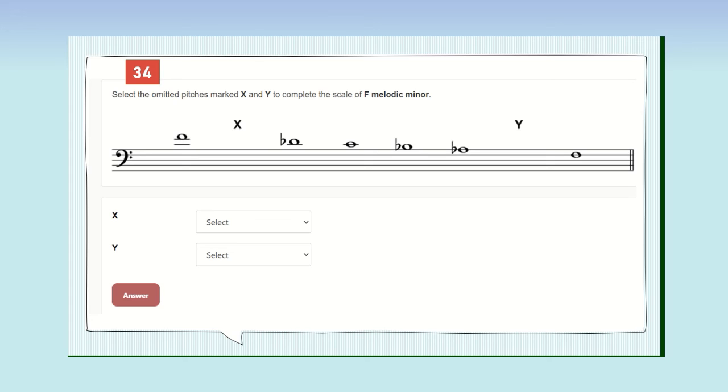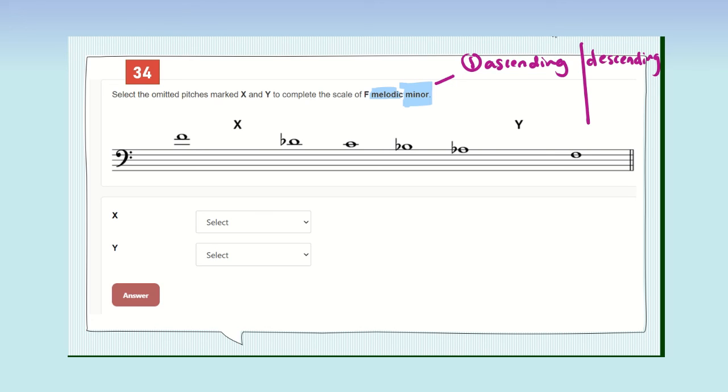Question 34. Select the omitted pitches marked X and Y to complete the scale of F melodic minor. Aha! This one, very careful. Why? Melodic minor. Okay, so melodic minor, you must be careful whether, first thinking step, ascending or descending. Why? Because ascending and descending has different working, remember, for melodic minor.